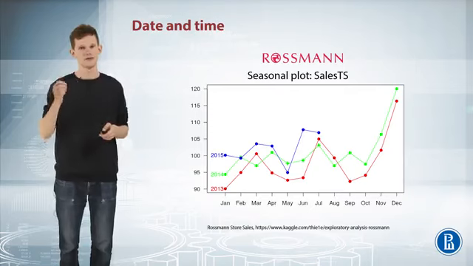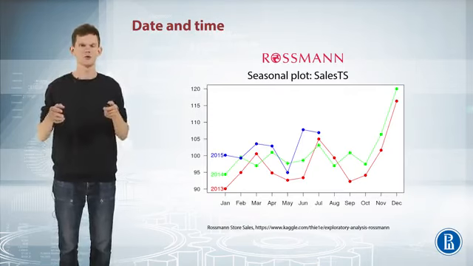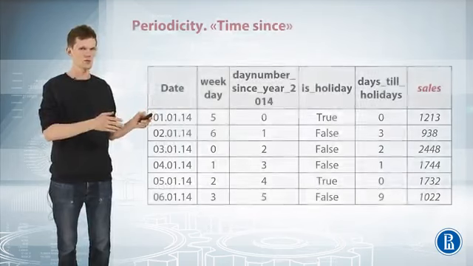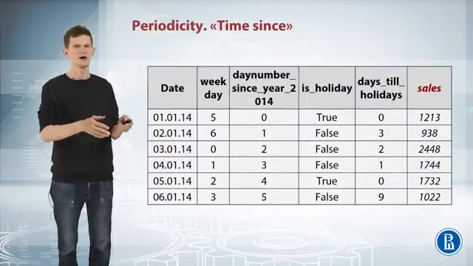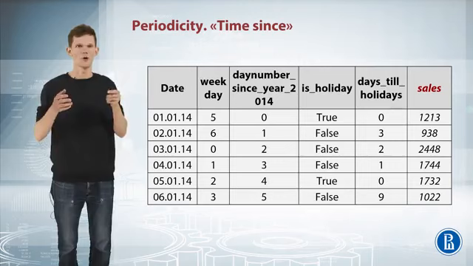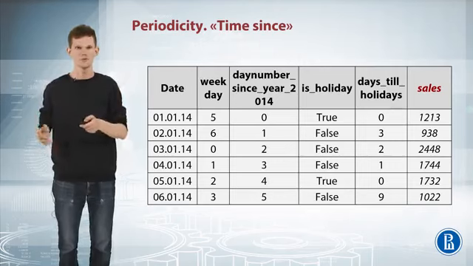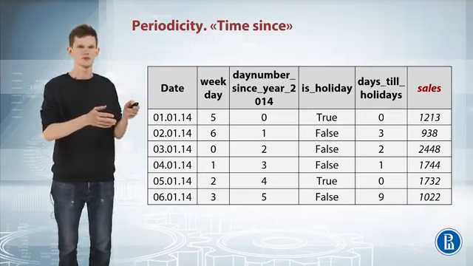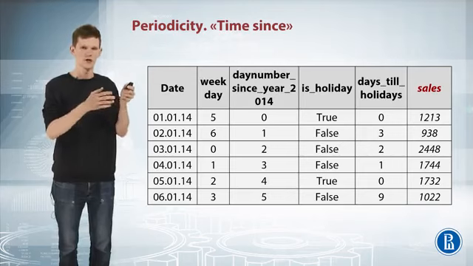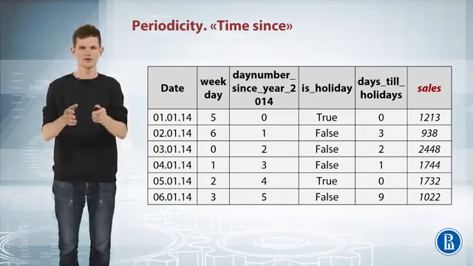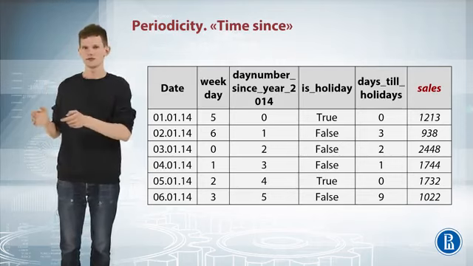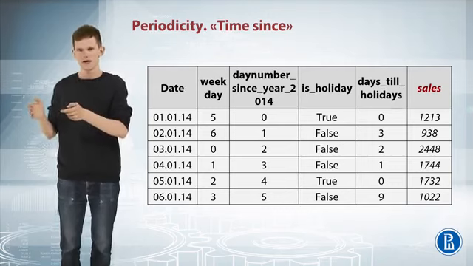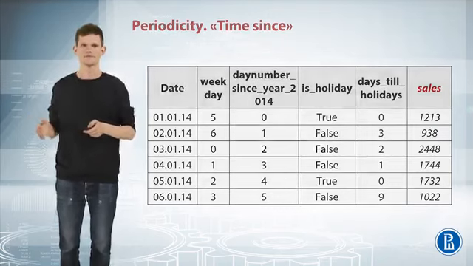So, after adding these features, our data frame can look like this. Date is obviously a date, and sales are the target of this task, while other columns are generated features. The weekday feature indicates which day in the week this is. Day number since year 2014 indicates how many days have passed since January 1st, 2014. Is holiday is a binary feature indicating whether this day is a holiday, and days till holidays indicates how many days are left before the closest holiday.